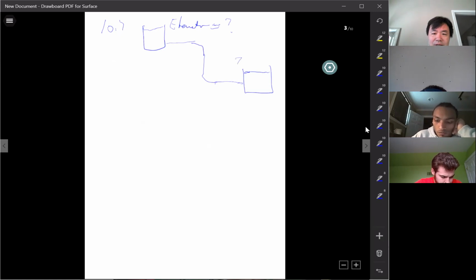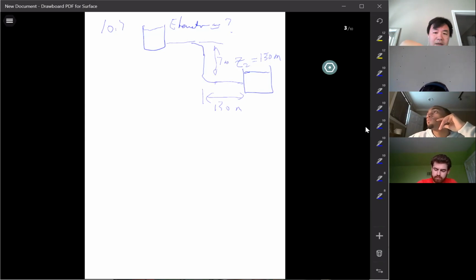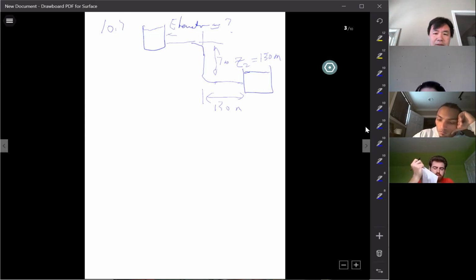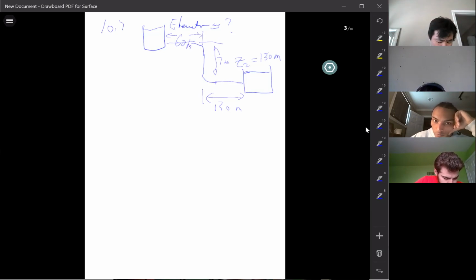Here, the elevation of point 2 is 130 meters. We have different portions: 130 meters for this portion, 7 meters for the vertical, and 60 meters for this portion of pipe. The elbows, how many? You have two bends here. The diameter is 15 centimeters.